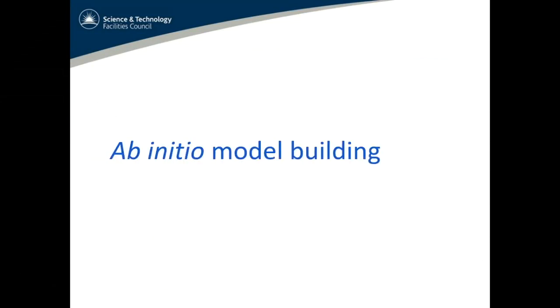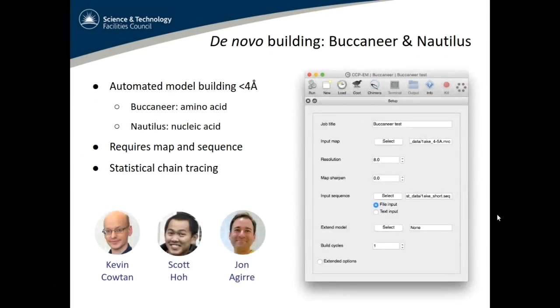If you don't have an initial search model, you might need to do de novo model building. I'll mention Coot later. You can use Coot to do de novo model building as a manual process, but that's pretty laborious, and with a big model it would be very painful. So we have tools for automatic building instead. These are Buccaneer and Nautilus, again CCP4 programs that have been adapted for working with EM maps. Buccaneer is used for building amino acid sequences, proteins, peptides, and Nautilus for nucleic acids, so DNA, RNA.